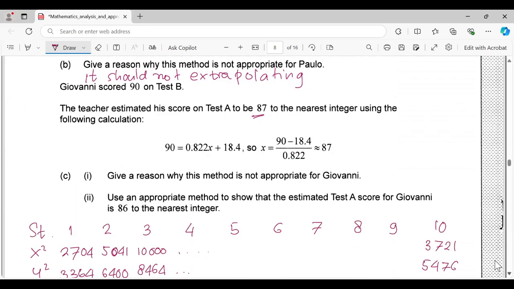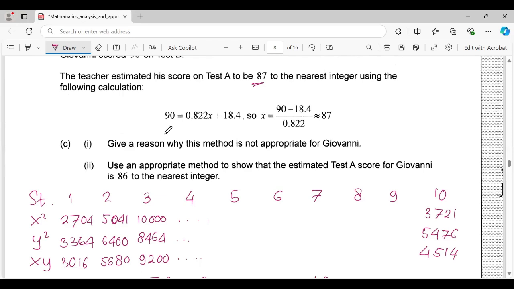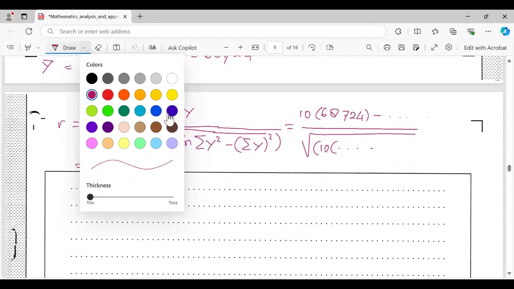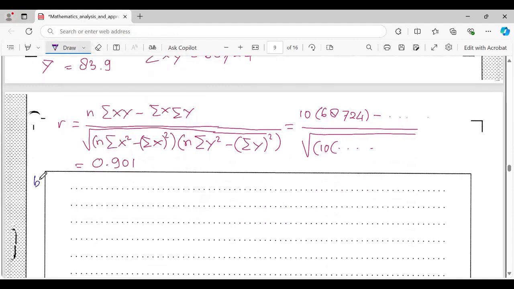Question C. Give your reason why this method is not appropriate for Giovanni. Why not appropriate? Okay. Yeah, part C, point one. It is not appropriate because we shouldn't use the line of Y on X.